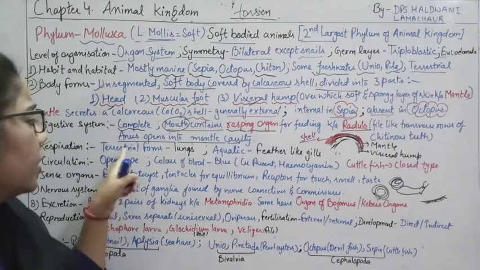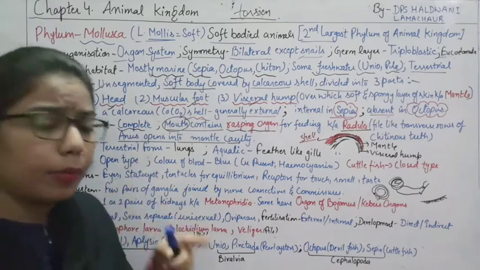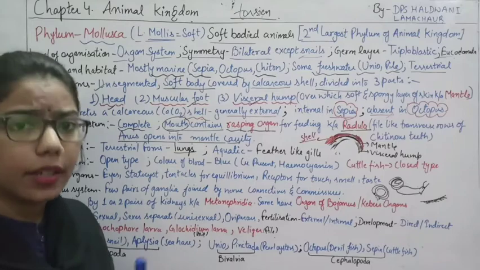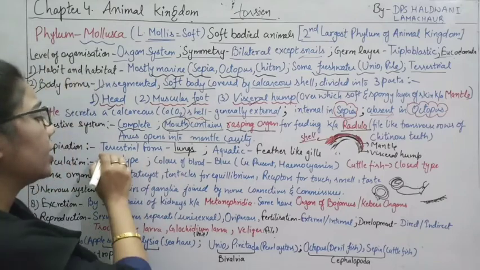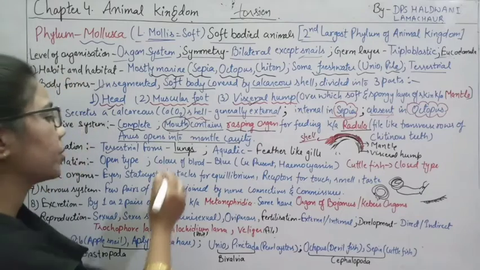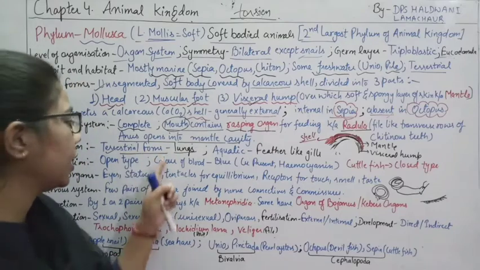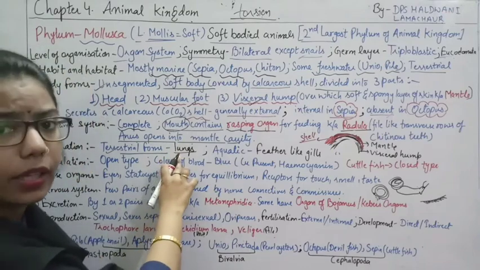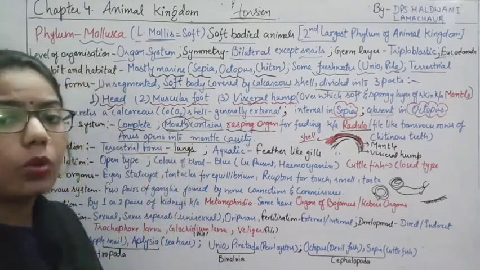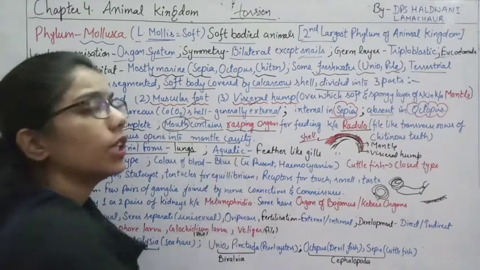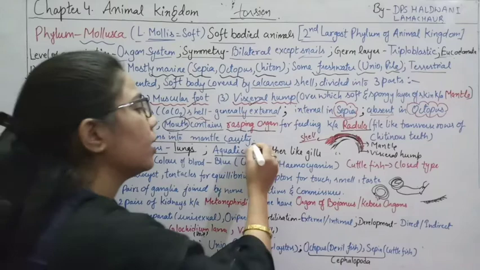Respiration, there will be some organs present. For example, we can say lungs. They can respire through the lungs when they are the terrestrial forms. पता है कि ये aquatic forms भी होते हैं, terrestrial forms भी होते हैं. तो जो भी terrestrial यानी कि land में present रहते हैं, वो कैसे respire करता है, they respire through their lungs. And those animals which are aquatic in nature, they will respire through their feather-like gills.